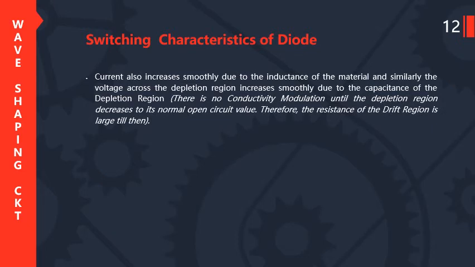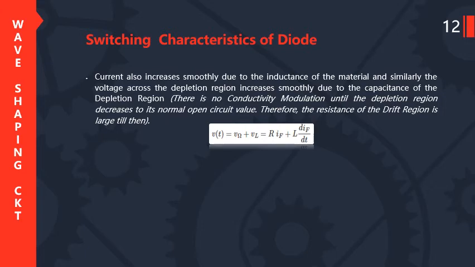Current also increases smoothly due to the inductance of the material, and similarly the voltage across the depletion region increases smoothly due to the capacitance of the depletion region. So why does the voltage increase? Due to the capacitance of the depletion region. And why is the current increasing? Due to the inductance of the material. There is no conductivity modulation until the depletion region decreases to its normal open circuit value. Therefore, the resistance of the drift region is large till then.